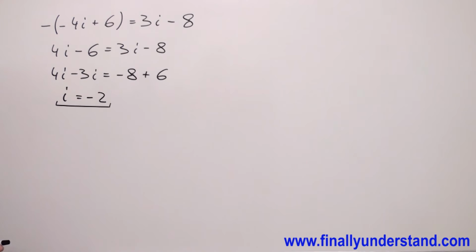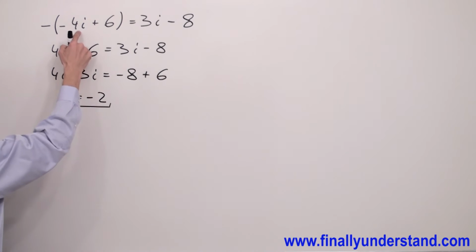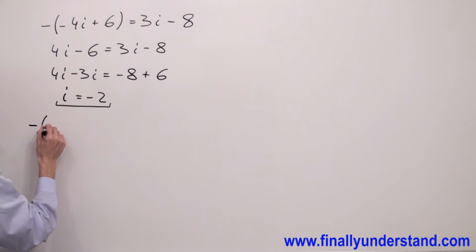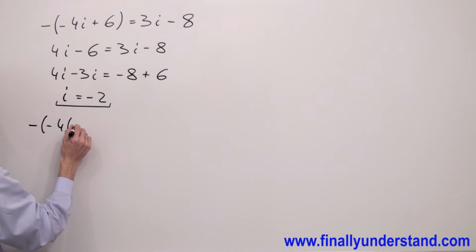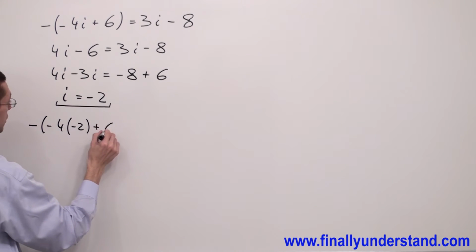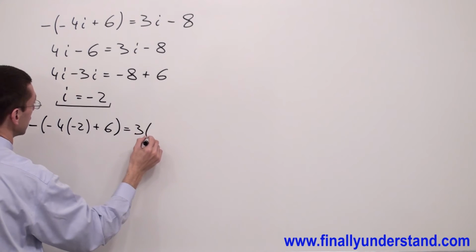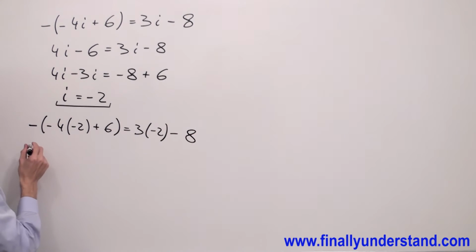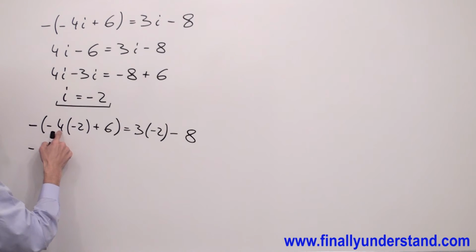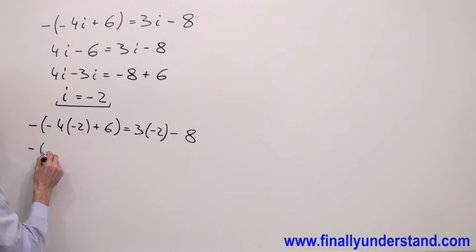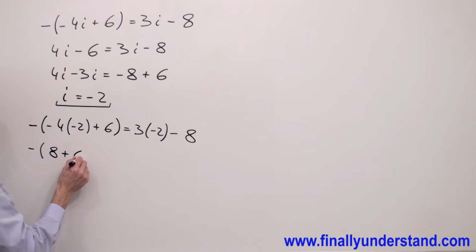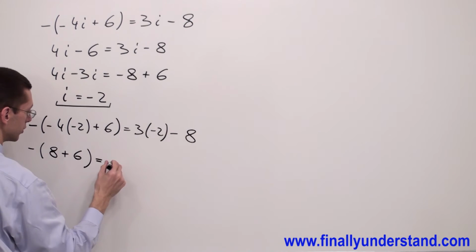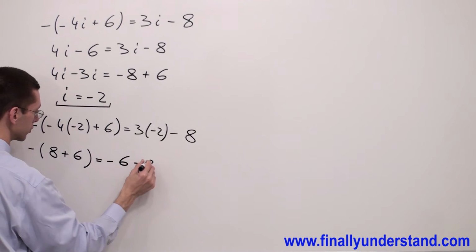Let's verify the answer. You can verify the answer by replacing every i in the original equation by negative 2. That's why I'm going to have negative 4 times negative 2 plus 6 equals 3 times negative 2 minus 8. And I have negative 4 times negative 2 is equal 8, plus 6 equals 3 times negative 2 is equal negative 6 minus 8.